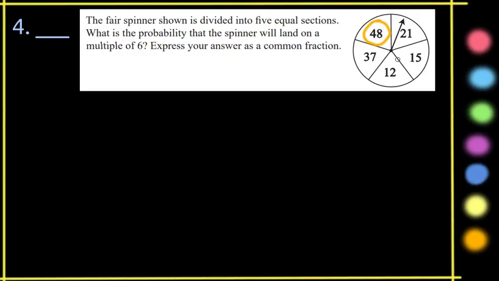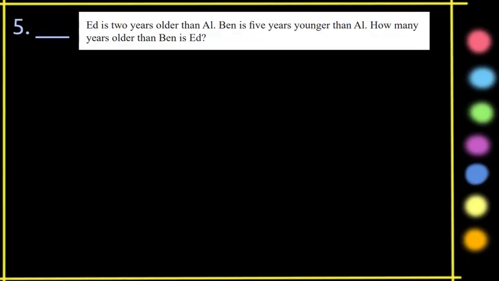So I see 48, that's a multiple of 6. 12 is also a multiple of 6. And those are the only 2. So the probability of landing on one of those 2 is going to be 2 divided by 5, since there's 2 that are divisible by 6 and 5 total. So that's our answer, 2 over 5. All right, let's go on to problem 5.